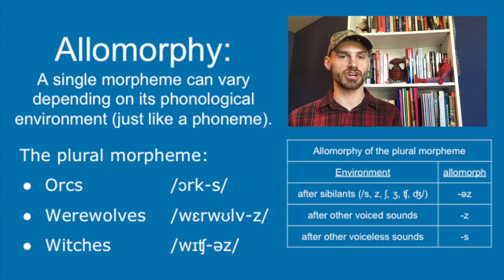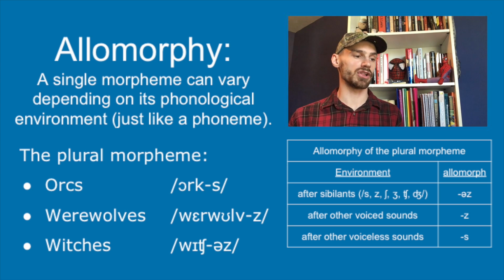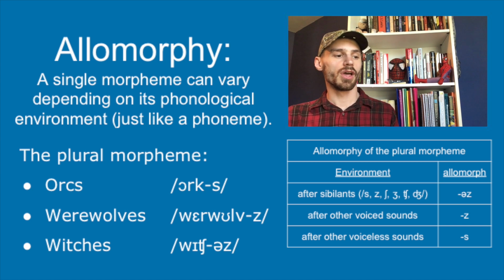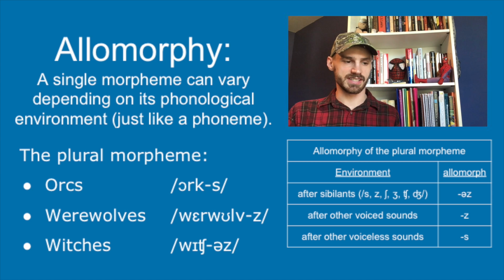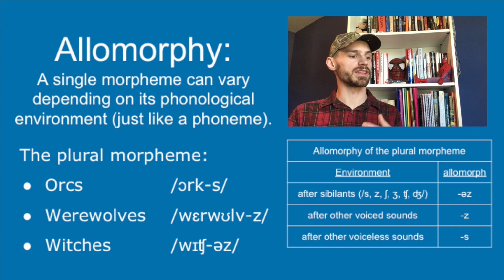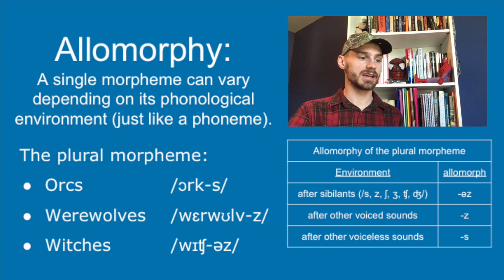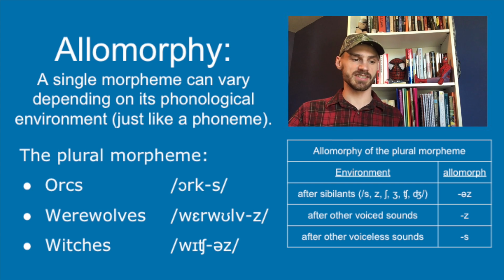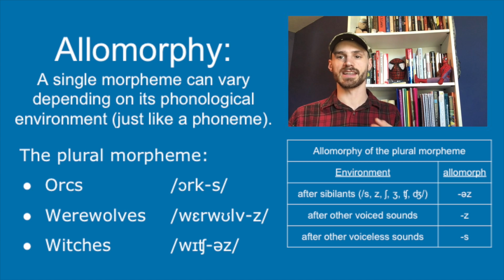Now, taking a look at the chart on the right here, we see that when this morpheme follows a sibilant sound, and we didn't go over this in the phonology, but sibilant is basically a whistling kind of sound that's pronounced with air passing through the teeth, like s, z, sh, zh, ch, or j. When this morpheme follows a sibilant sound, it's going to be pronounced as uz, as in witches. When it follows another voiced sound, it's going to be pronounced as z. And when it follows a voiceless sound, it's going to be pronounced as s.